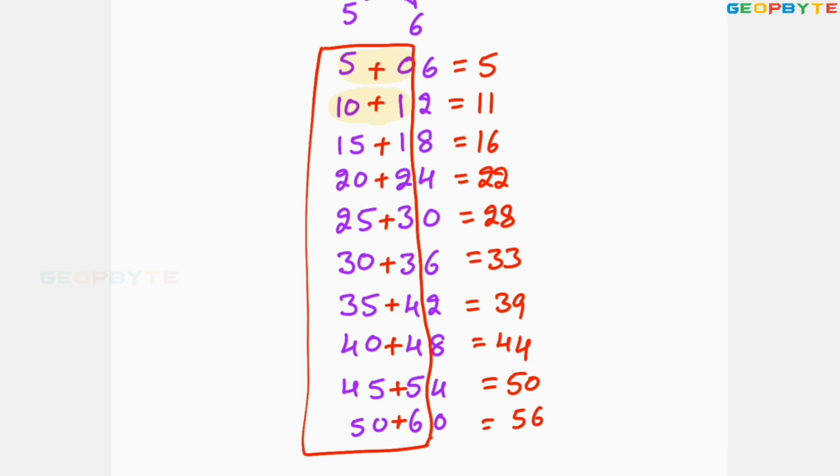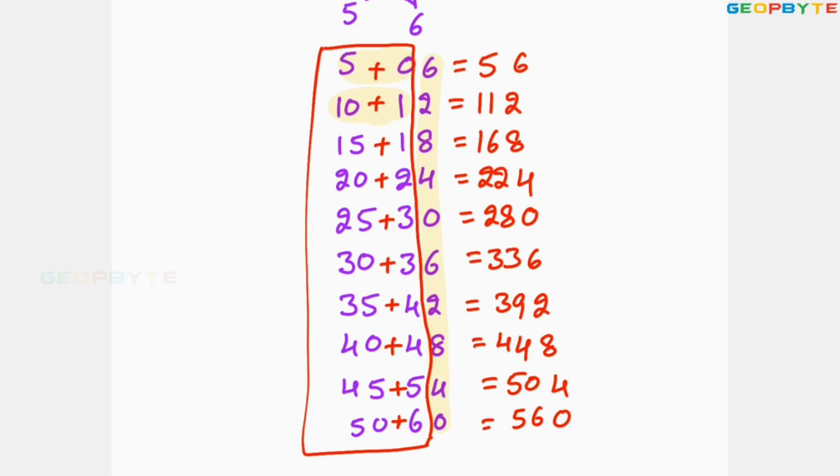56. Then what you need to do? You write the outside column orderly: 6, 2, 8, 4, 0, 6, 2, 8, 4, 0. You got your 56 table.